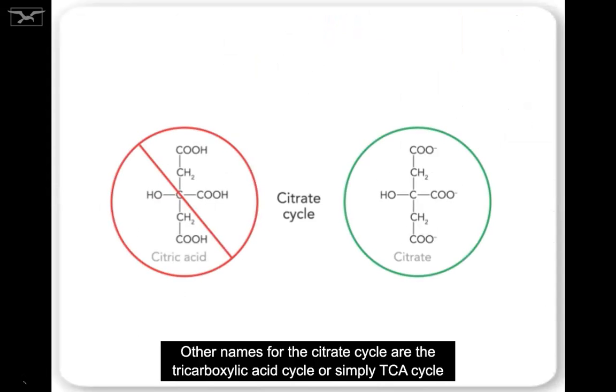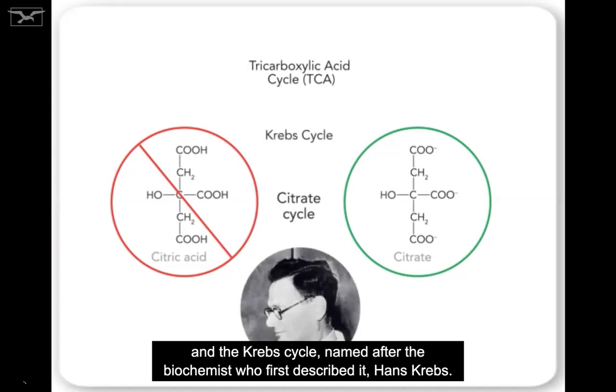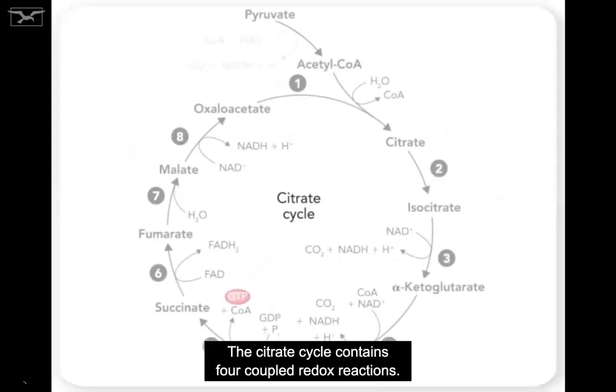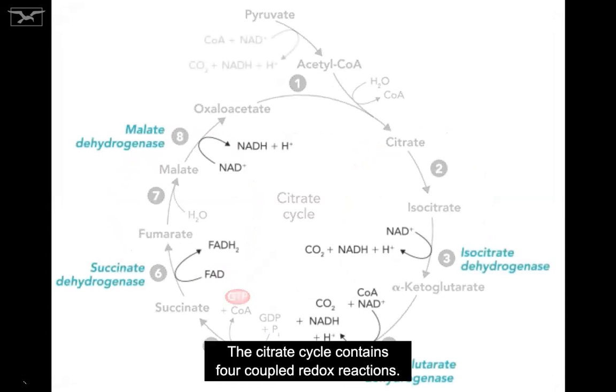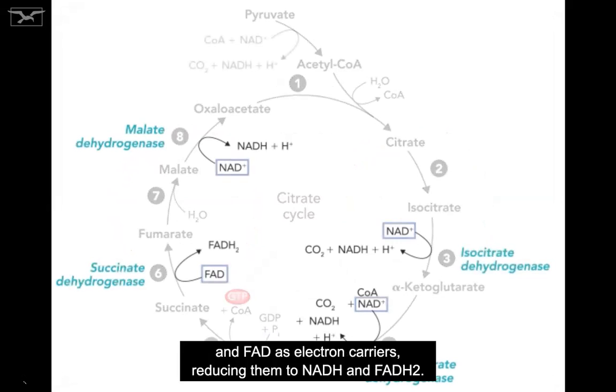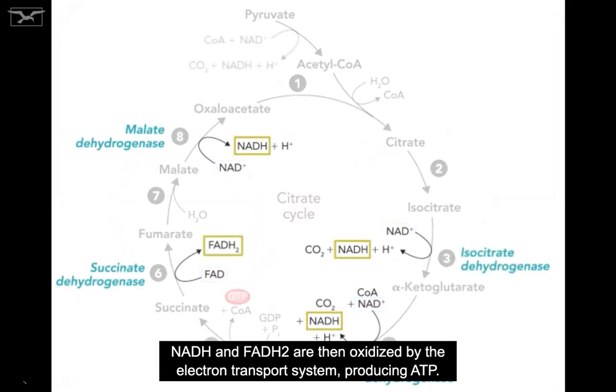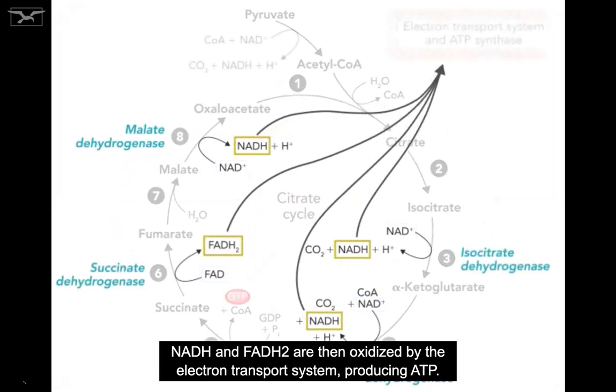Other names for the citrate cycle are the tricarboxylic acid cycle, or simply TCA cycle, and the Krebs cycle, named after the biochemist who first described it, Hans Krebs. The citrate cycle contains 4 coupled redox reactions. They use the oxidized forms of the coenzymes NAD+ and FAD as electron carriers, reducing them to NADH and FADH2. NADH and FADH2 are then oxidized by the electron transport system, producing ATP.